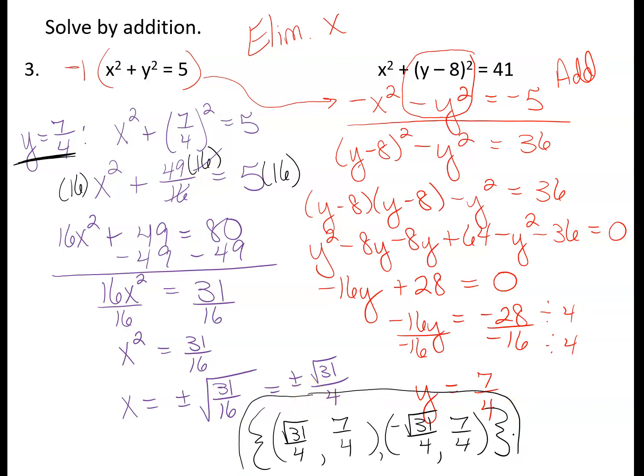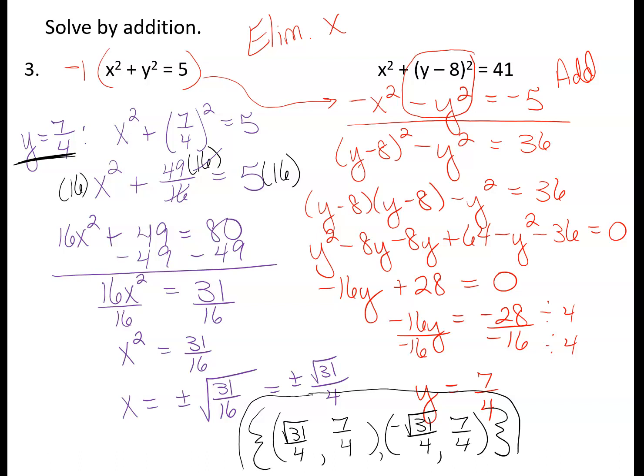Now that one certainly would be a little harder to check. You could use your calculator to check. And we did end up with two solutions again. That won't always happen. It could be one, it could be two, it could be even 3 or 4 ordered pairs. So there's really no set number that you're going to have here.